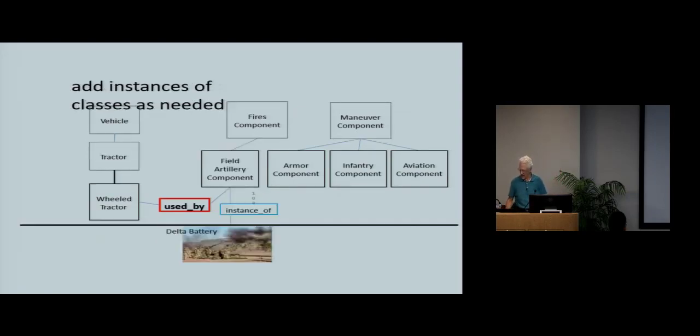And now we can start having an instance. So the Delta battery has various field artillery components, and we take a photograph here. They are instances of the type field artillery component, and some of them are used by a wheeled tractor.